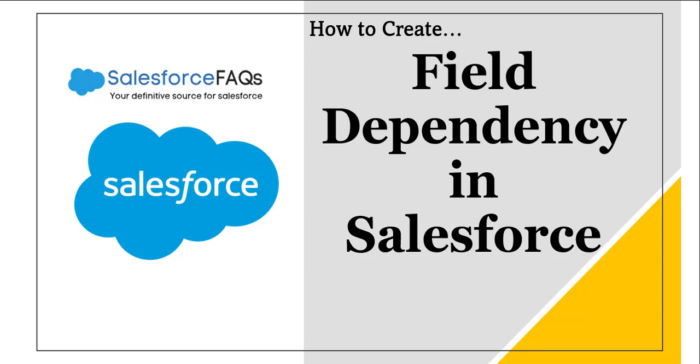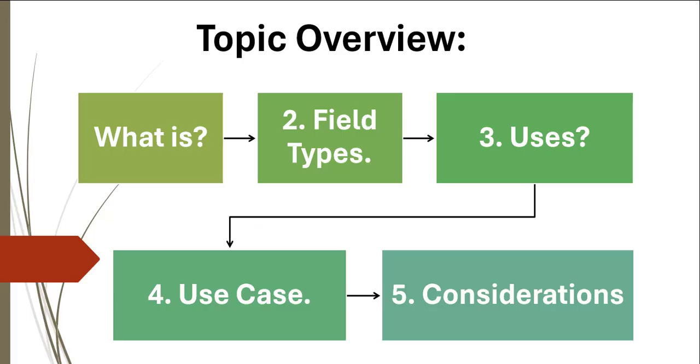So what is happening in this phenomenon? After selecting any country, only related states are displayed in the state field. So how to create it, that we will learn in this video. I will explain what field dependency is in Salesforce. Then there are the two field types. After that we will see uses of field dependency. Then we will see a use case, and using that use case we will create the field dependency in Salesforce. After creating the field dependency, we will see some considerations for creating it.